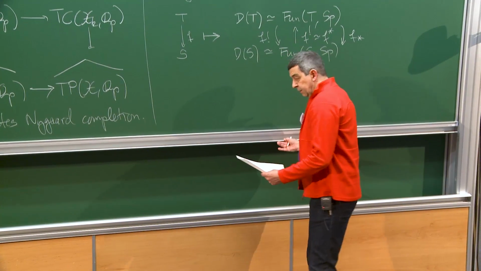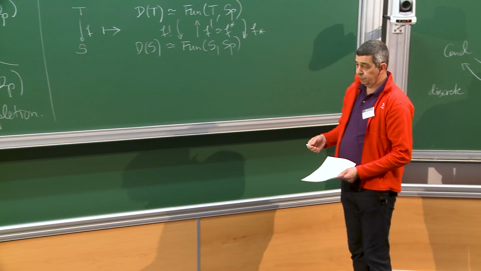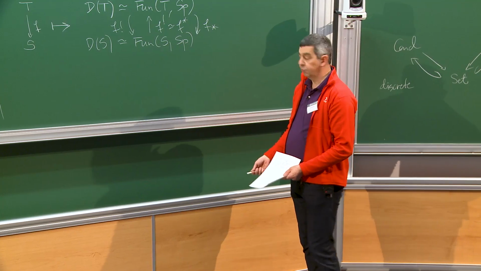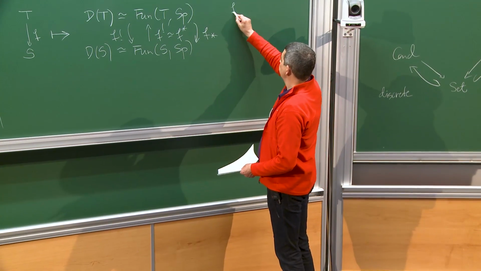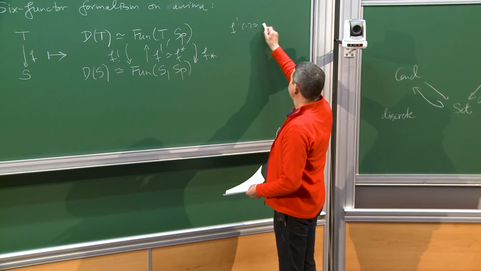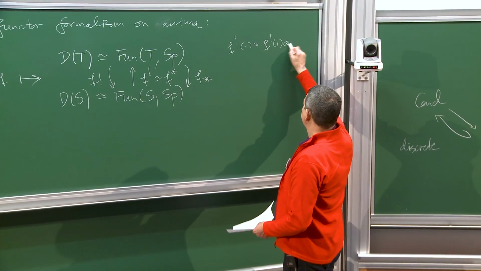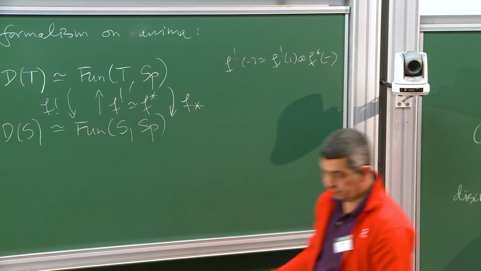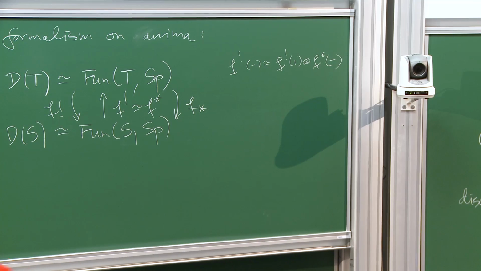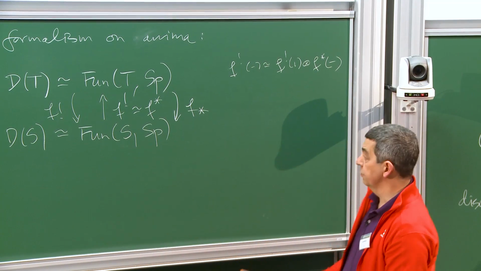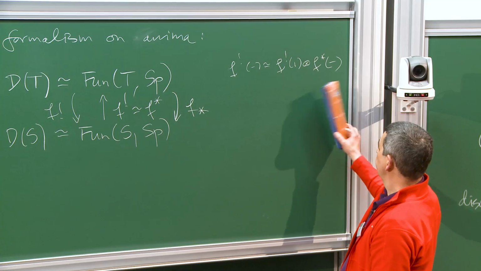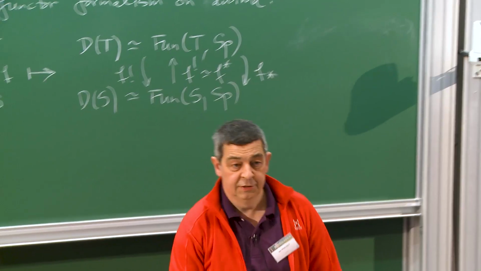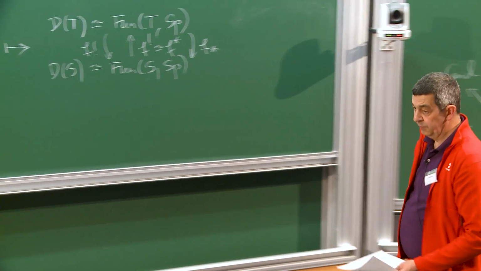Now, in any six-functor formalism, there are two kinds of duality. There's smooth duality and there's proper duality. So smooth duality is, if this happens, but in anima this happens always because every map is étale. So in fact we have this. So smooth duality is not interesting in anima.